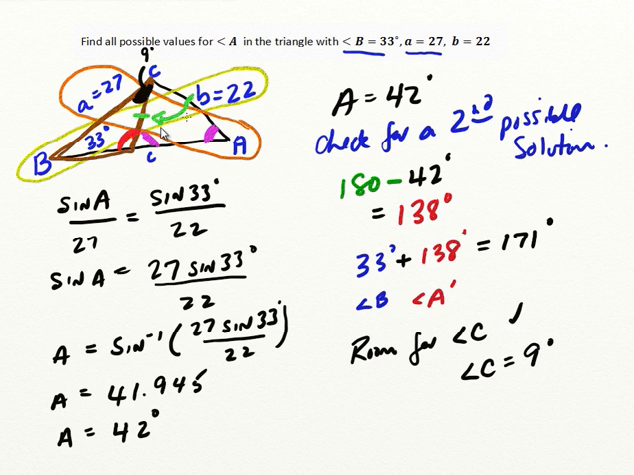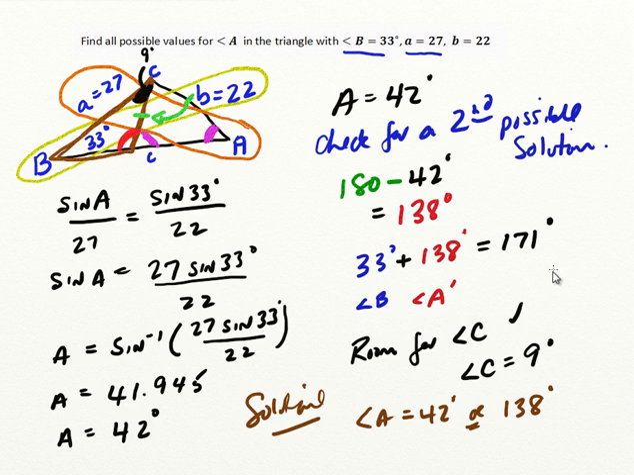Okay, so because we could construct a valid triangle with this other possible angle of 138 degrees, there are two solutions to this question. Okay, so the solution, well, angle A equals 42 degrees, or angle A equals 138 degrees.